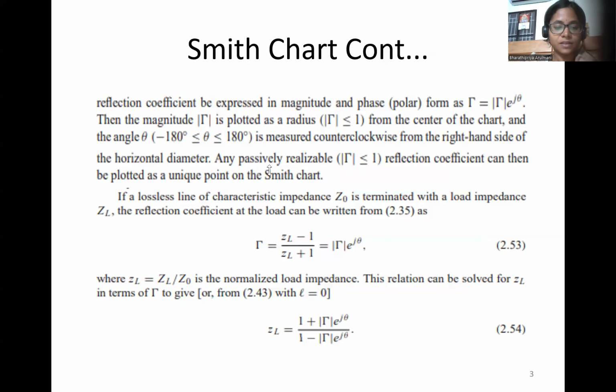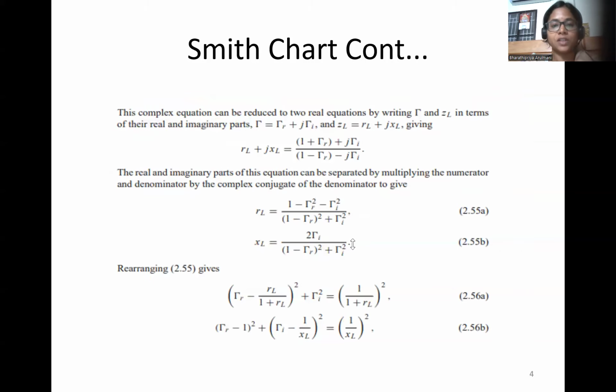So in the transmission line subject, you have learned how to calculate the reflection coefficient and VSWR using the Smith chart. Whereas in the case of radio frequency, the main thing is we can use a Smith chart for impedance matching purposes. So using the Smith chart, if a lossless line of characteristic impedance Z0 is terminated with a load impedance ZL, then the reflection coefficient, gamma, can be written as (ZL minus Z0) by (ZL plus Z0), which can be written as the modulus of the reflection coefficient times e power j theta.